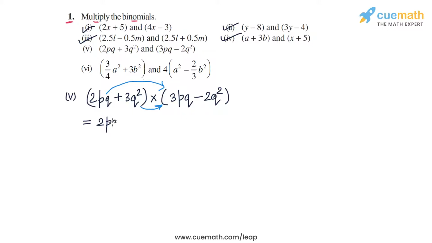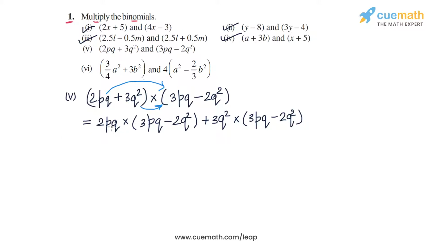So we get 2pq into 3pq minus 2q square, and then we get 3q square, the second term of the first binomial, into 3pq minus 2q square. So this is how we can expand in the first step. Now we have two products, 2pq into this bracket and 3q square into this bracket, and we can expand both products again using the distributive law.